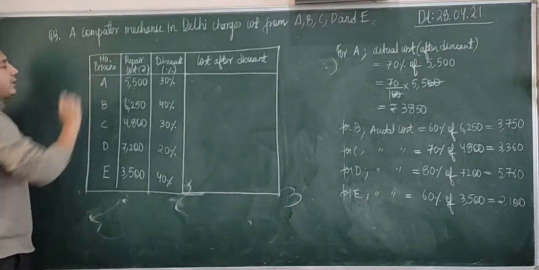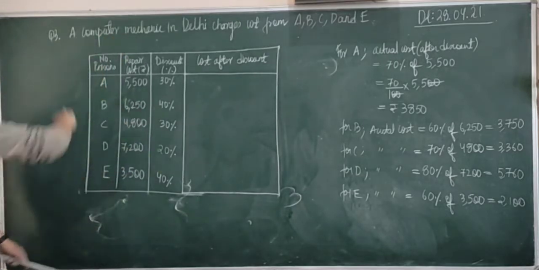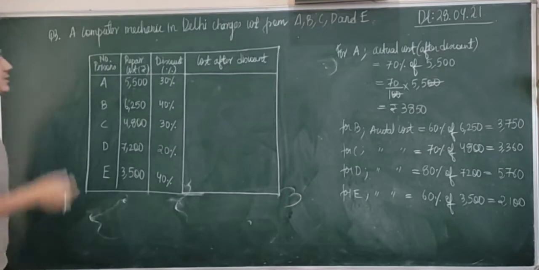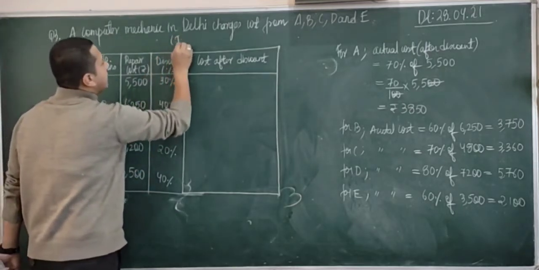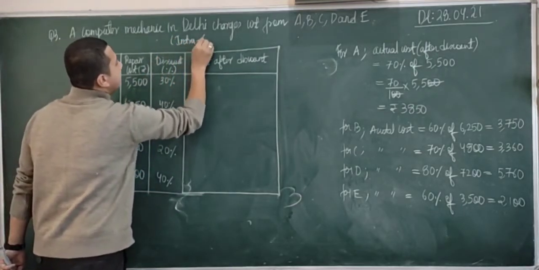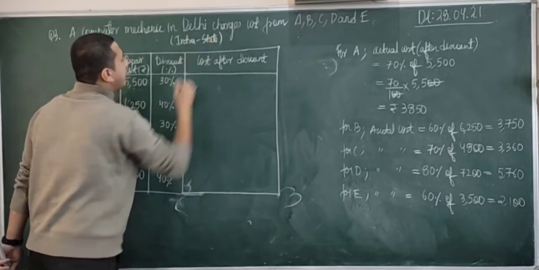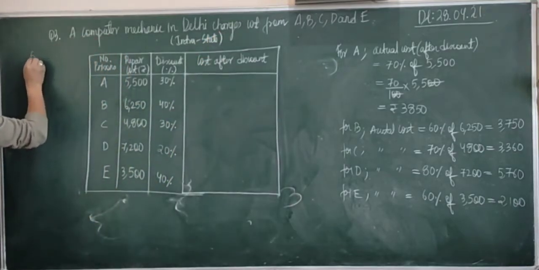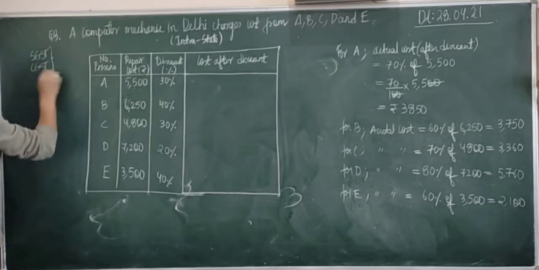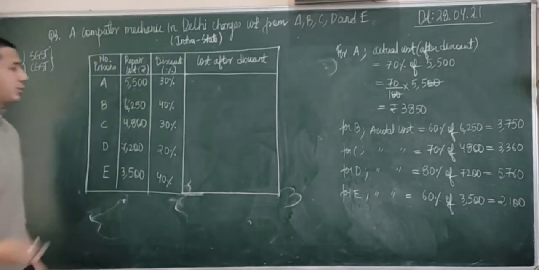There is a computer mechanic in Delhi. So all these things are happening in Delhi, which means the case is intrastate. So if it is intrastate, I have to calculate SGST and CGST. We'll come to these things later in the question.